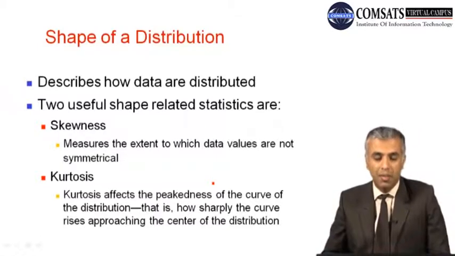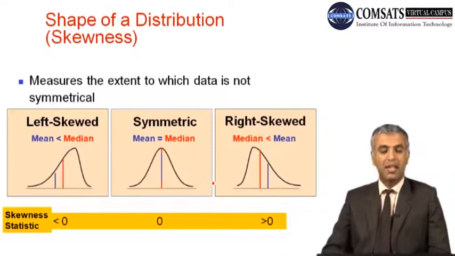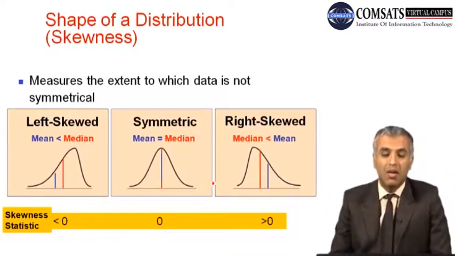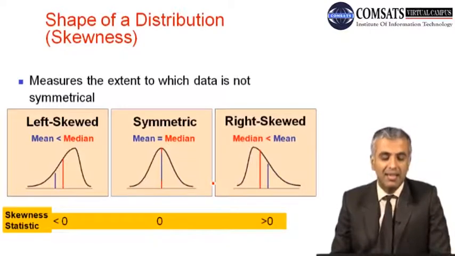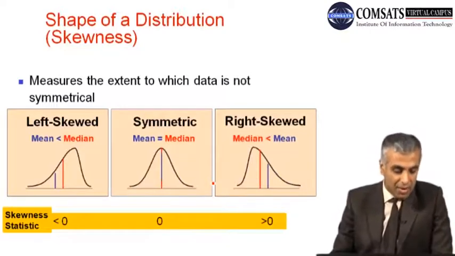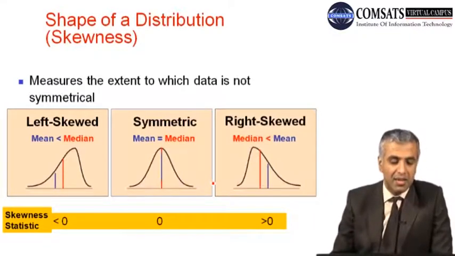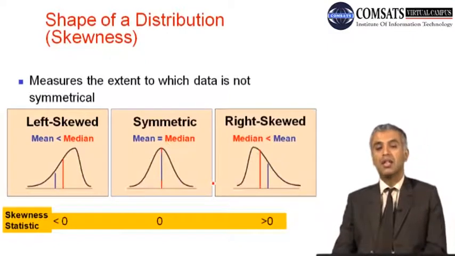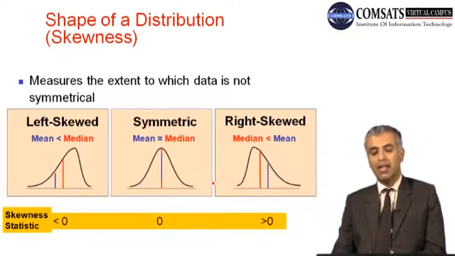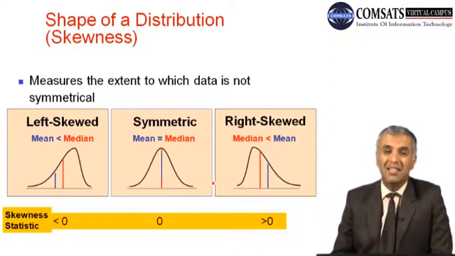Now both are commonly reported, and here we are just giving you a few examples of skewness. In the first case, if the mean of a certain data set is less than the median, then we have a curve whose picture is depicted in this graph, and such a graph is termed left skewed. If, on the other hand, the mean and median are equal, this is a very ideal situation, which is also called a symmetric distribution.